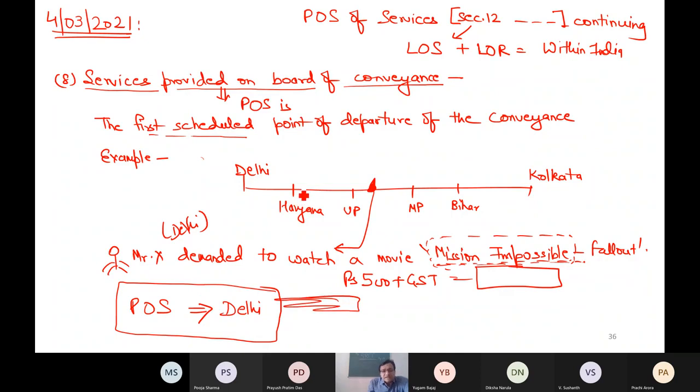Now suppose this CD was taken in the train when the train was in Haryana. The CD or DVD of Mission Impossible was taken on board the train when the train was in Haryana. Right now, I am assuming that when the train started from Delhi, this CD was there in the train. But now I am assuming that this CD was taken in the train when the train was in Haryana. In that case, can you tell me what is the place of supply?